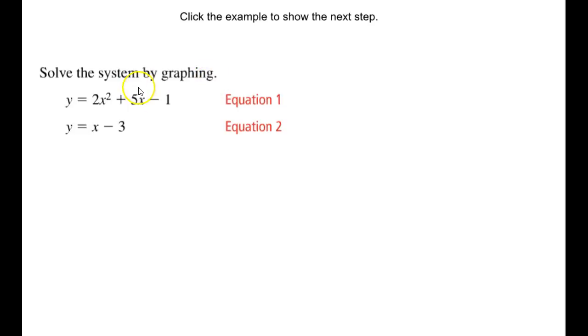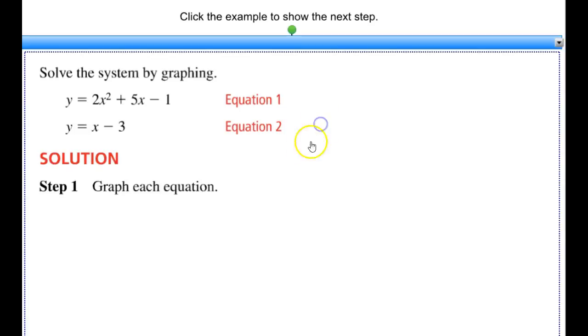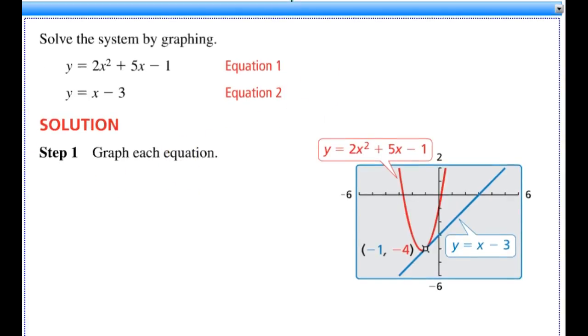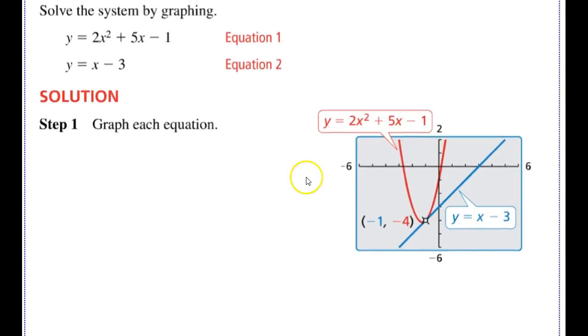So the first thing we want to do is solve this system by graphing. So I'm given my two equations. One of them, this top one you'll see, is quadratic. The second one is linear. So this is my nonlinear system here. So the first thing I want to do is graph each equation. I can use my graphing calculator or I can use Desmos and graph both of them. So I just graph them separately and they come up on the same graph.